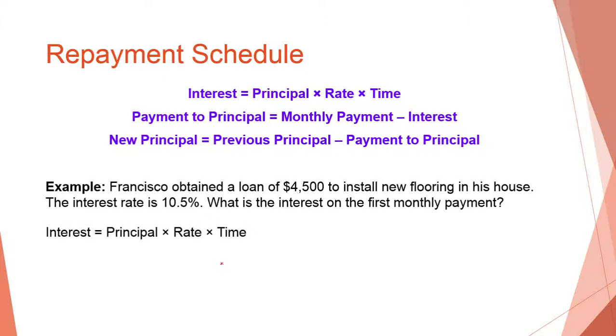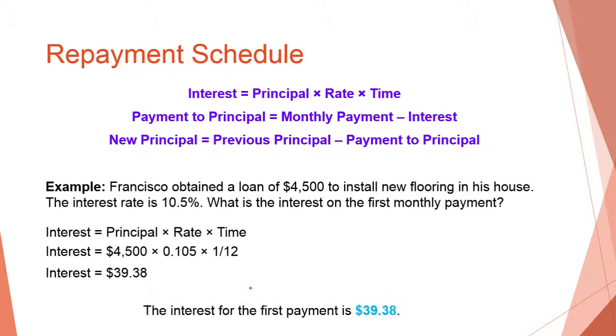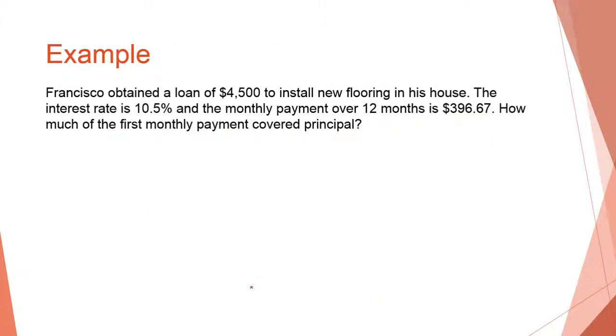To find interest, we're going to use principal times rate times time, plug in everything we know, which is 4,500 times 0.105 times 1 divided by 12. Same thing as earlier, we need to divide by 12 because we only want 1 month out of the 12 months given. That means the interest for the first payment is going to be $39.38. Here is another example. This time we're looking for how much of the first monthly payment covered principal.